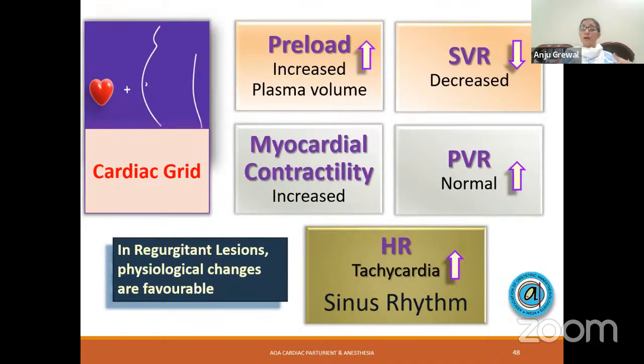Regurgitant lesions, on the other hand, if you look at the regurgitant lesions, the physiological changes in pregnancy that occur are indeed favorable to regurgitant lesions. A regurgitant lesion is happy with an increased preload. A decreased afterload enhances the forward flow and does not cause much regurgitation. And for myocardial contractility, they really need an increased myocardial contractility to pump that blood ahead. And of course, the heart rate: a small baseline tachycardia, a small increase in heart rate, I would say, preserving the sinus rhythm is favorable to regurgitant lesions.